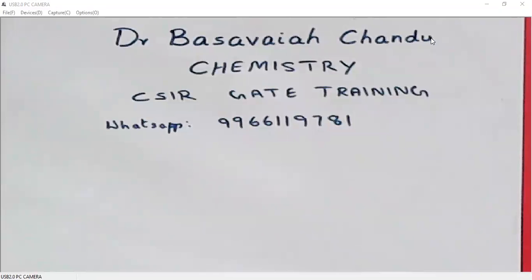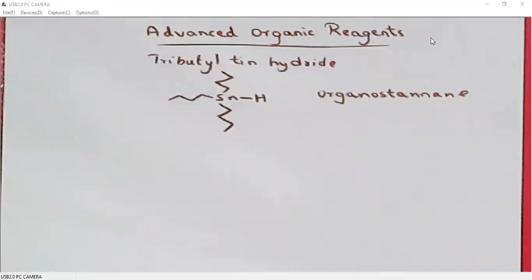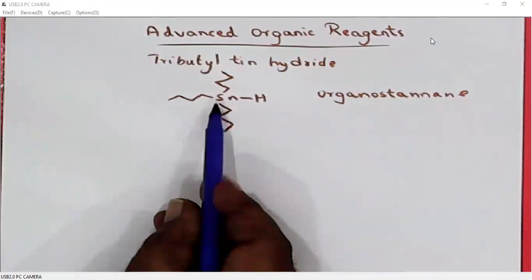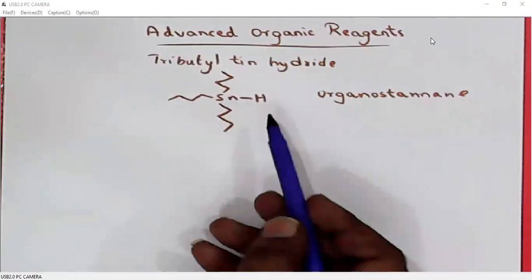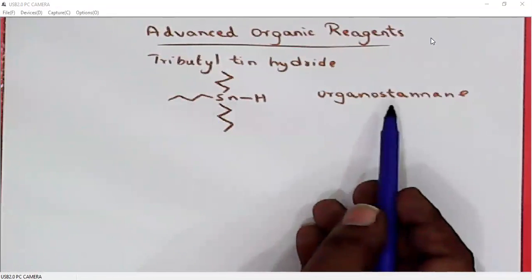Welcome to the class on advanced organic reagents. In this class, we will discuss tributyl tin hydride reactivity. What is tributyl tin hydride? Tri-n-butyl tin hydride. We can also call it organostannane.